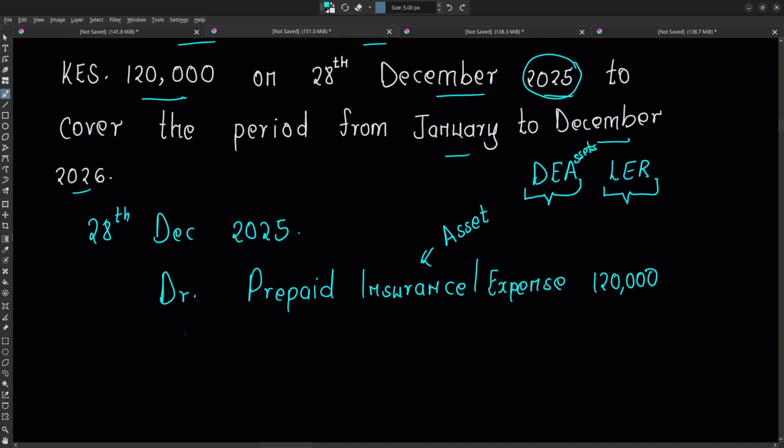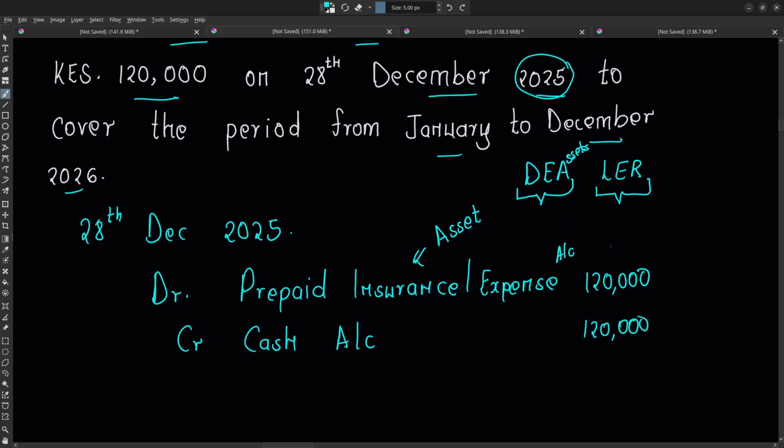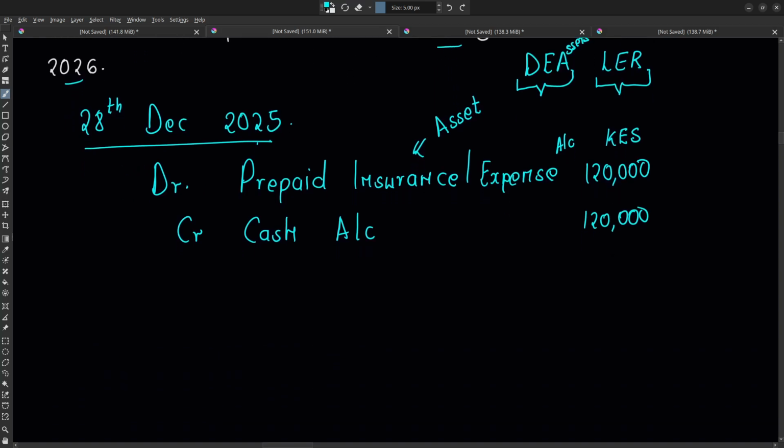Then we need to credit cash account. Cash account is also an asset account, and when you want to reduce it, you credit because you have paid out an amount of 120,000, okay? So this is what you record as at 28th December 2025, okay? So what do we record now at the end of 31st January 2026?